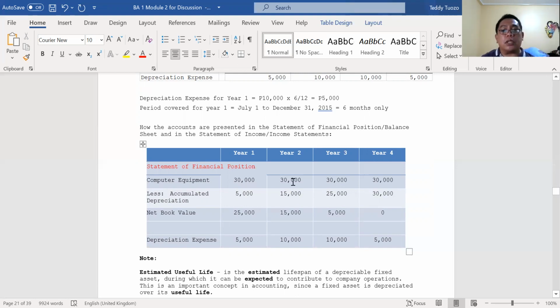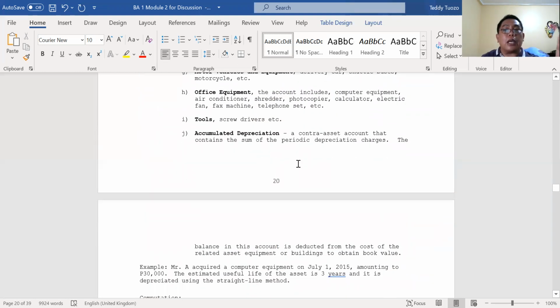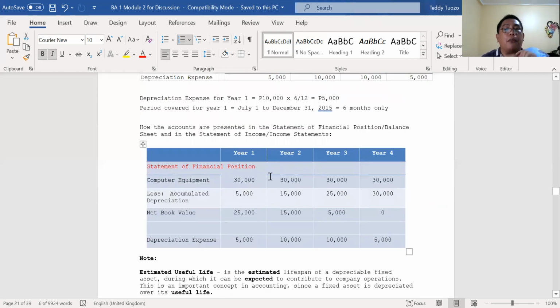So in year 2, the historical cost is still 30,000. Year 3, it's still 30,000. Year 4, it's still 30,000. Remember the historical cost as a principle in accounting. Then you have less accumulated depreciation. Remember the definition of accumulated depreciation: it is a contra asset account that contains the sum of the periodic depreciation charges. To understand, the depreciation for each year is what you put in accumulated depreciation.